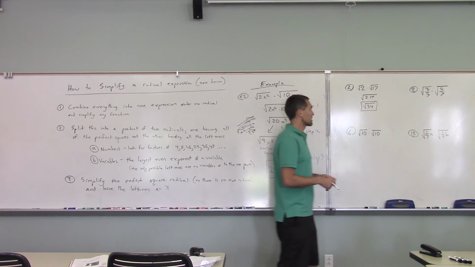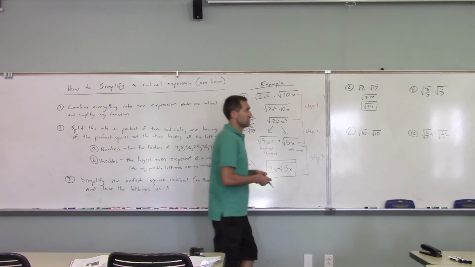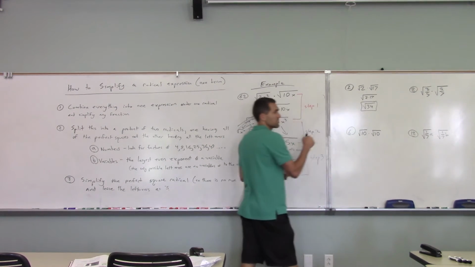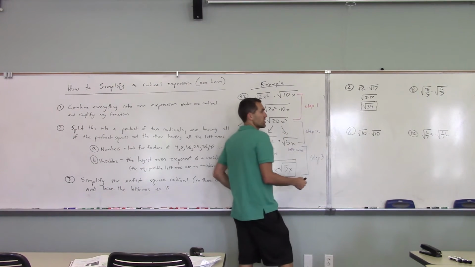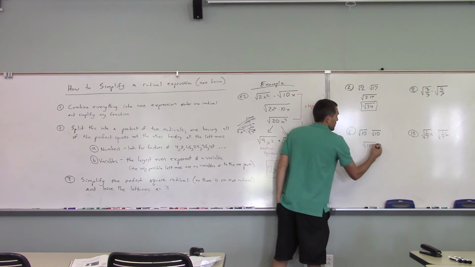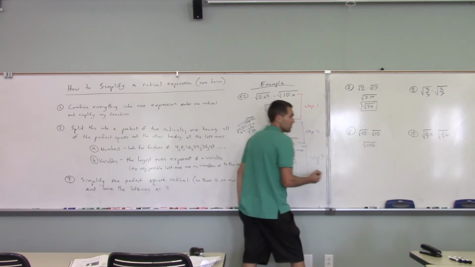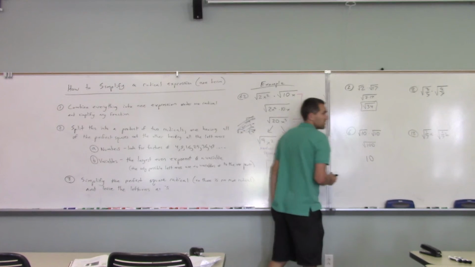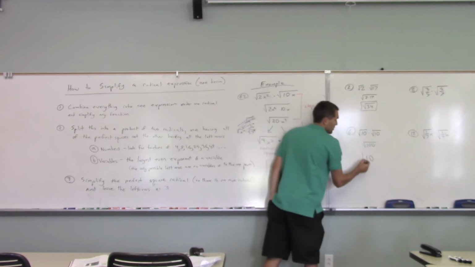So, for 6, what do we get? Oh no, I was doing 6 first. I know, I wrote it in weird order. Oh, 100. Yeah, so square root of 100, which is 10.